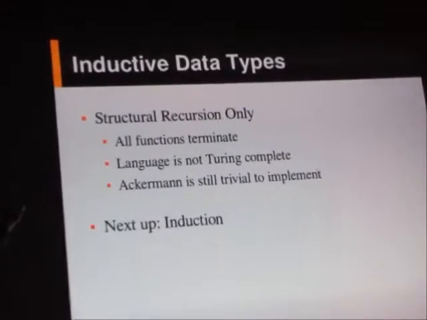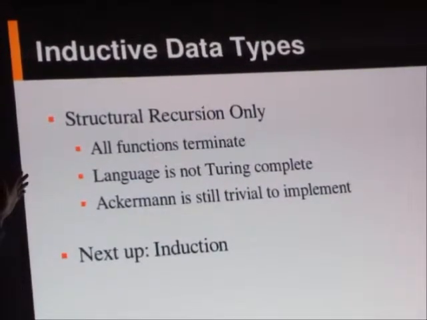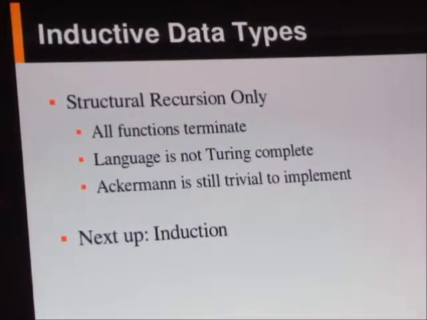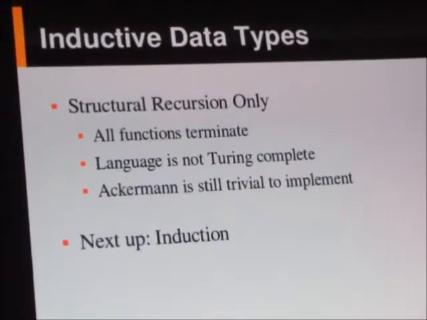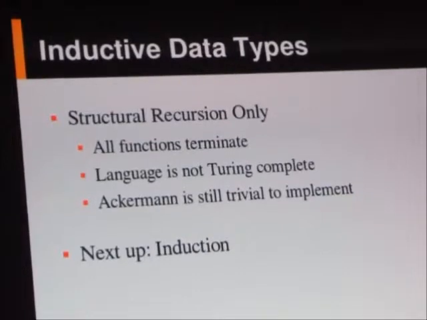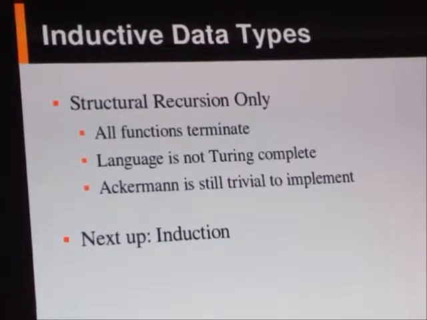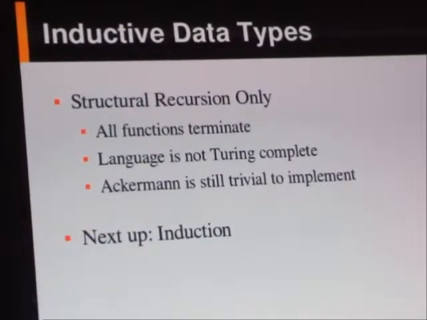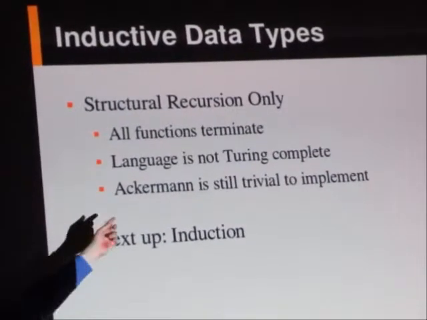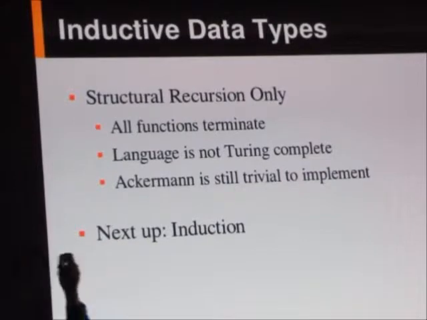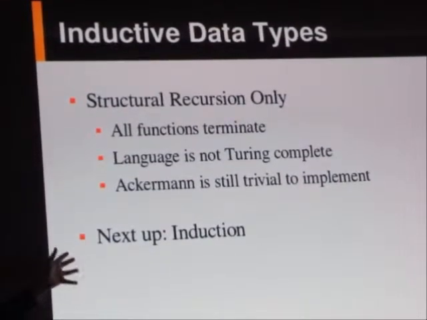So only structural recursion is allowed. Again, all functions terminate. Our language is not Turing complete. So you think this is very unfortunate. How could I possibly use a not Turing complete language? But really, honestly, it's not so bad. Like the Ackermann function, depending on whether you're a logician or from a computer programmer's perspective, the Ackermann function is an insanely fast-growing function, right?